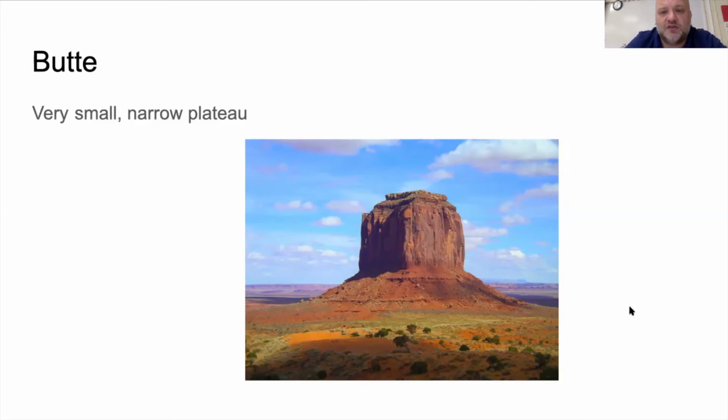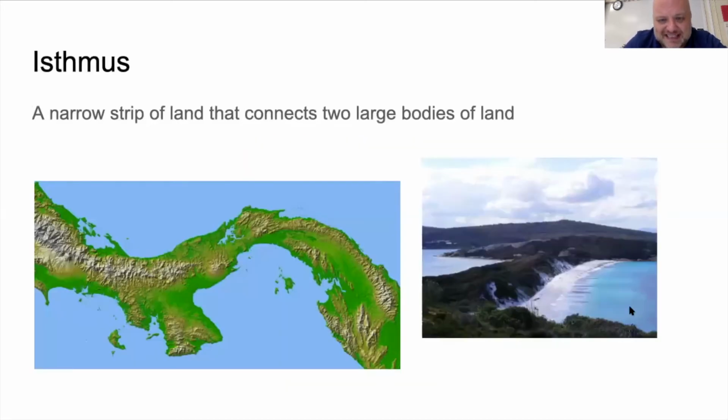Moving right along, friends. An isthmus. This is a very important one. You need to make sure that you pay attention. You might have sung a Christmas song about this particular landform. We wish you a Merry Isthmus. We wish you a Merry Isthmus.